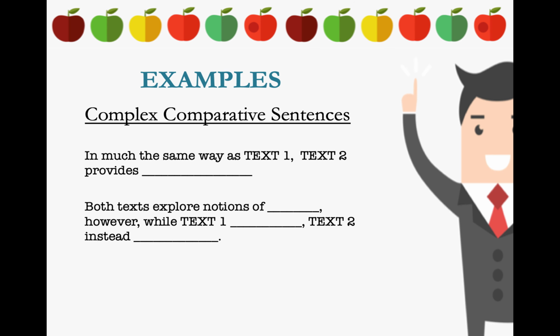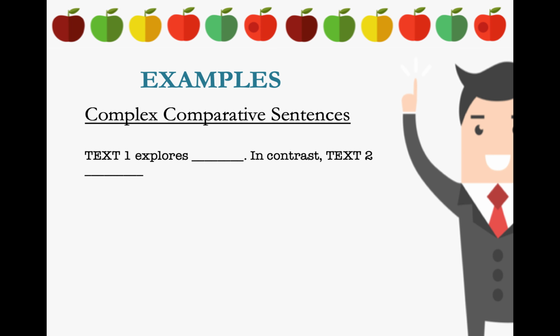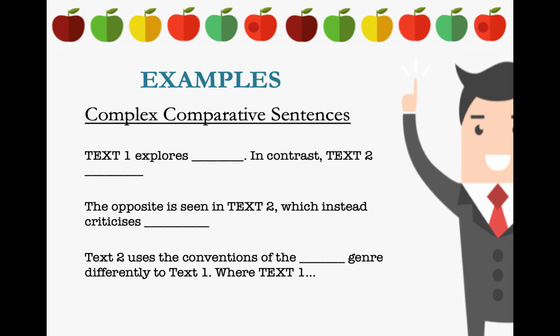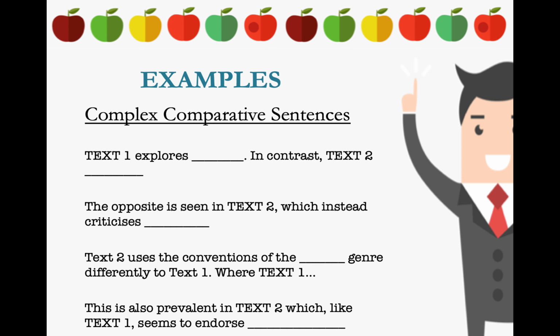But just to read a couple out, I could say that both texts explore notions of gender. However, while Slaughterhouse 5 has a sexist portrayal of femininity, Inglourious Basterds instead empowers women. Or you could say, in a different fashion, Jasper Jones explores racism through the eyes and voice of a young boy. I will let you read these in your own time, so you can just pause this video and maybe try your hand at a couple with your own text. But here are a bunch of complex comparative sentences that you can use.